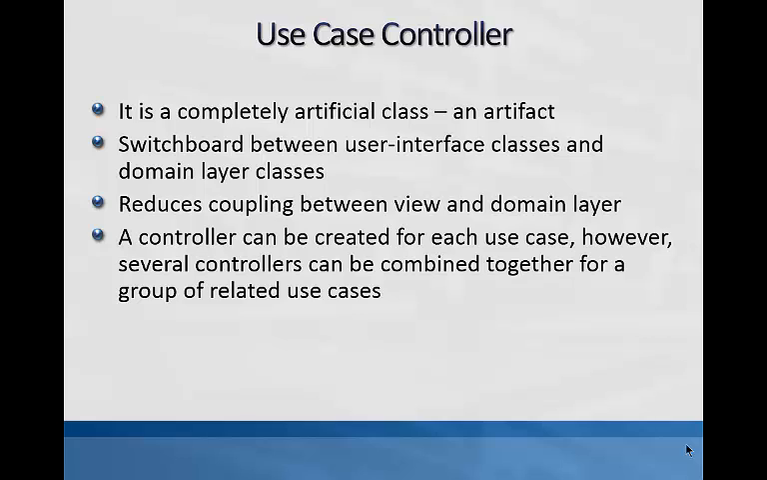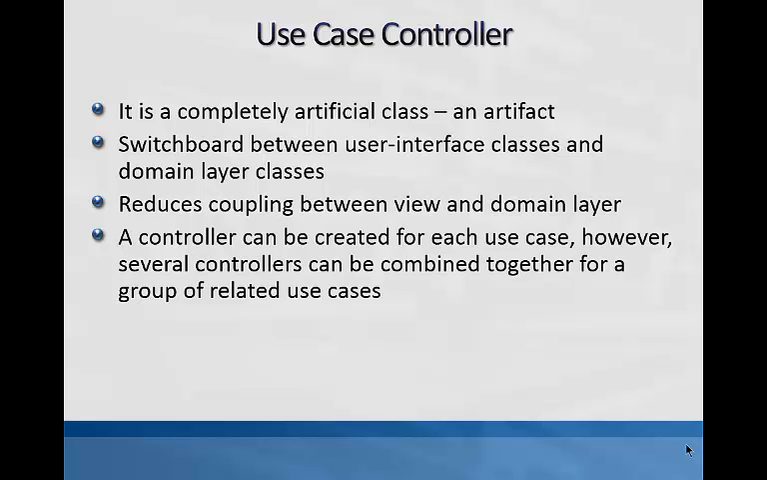You were introduced to the concept of a use case controller in a previous video. We will explain a little more about its use. First, note that it is a completely artificial class. It does not come from the problem domain classes nor the view layer classes. It is something we create as part of the design process. A use case controller acts as the switchboard between the user interface classes and the domain layer classes.